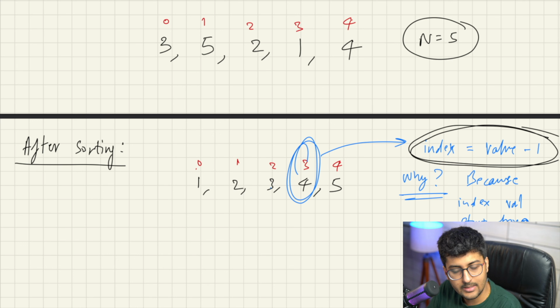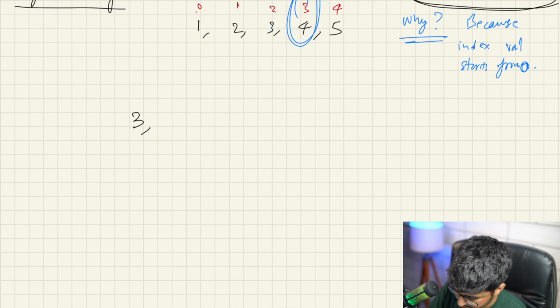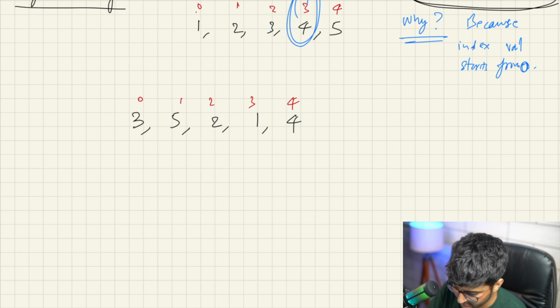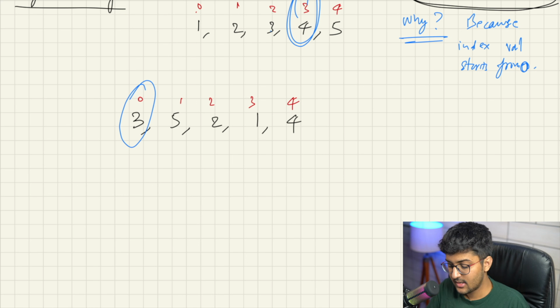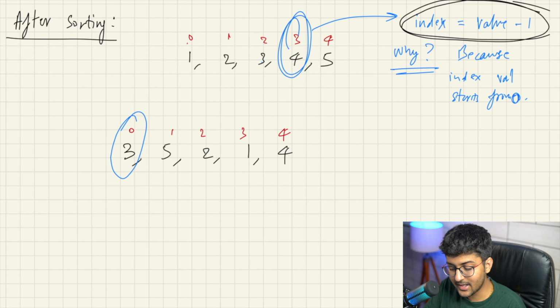So I'm going to start from the very beginning. 3, 5, 2, 1, 4. I'm going to check, hey, is 3 at the correct index? You tell me, where should 3 be? If the elements are from 1 to n and the index starts from 0, 3 should be at what index? 3 minus 1, index number 2. No, it is not at the correct index. Swap it directly with the correct index.